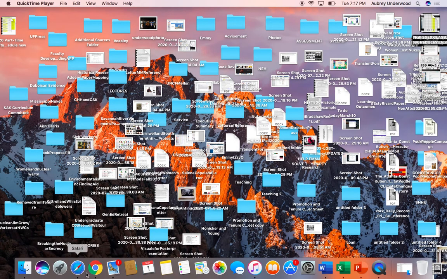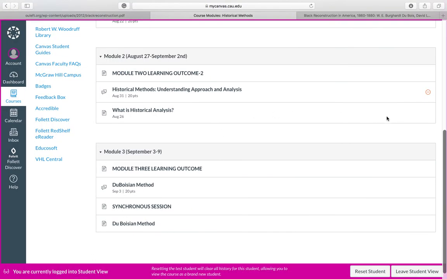I want to spend some time today, now that we've had an introduction to the class and have really seen an example of historical analysis in action with the example of Ruth Feldstein's article that we discussed last week. I want to really dive into a particular type of historical analysis, which is the Duboisian method.